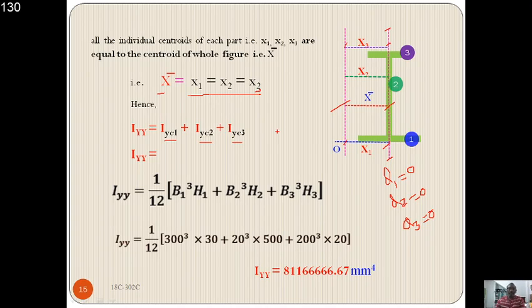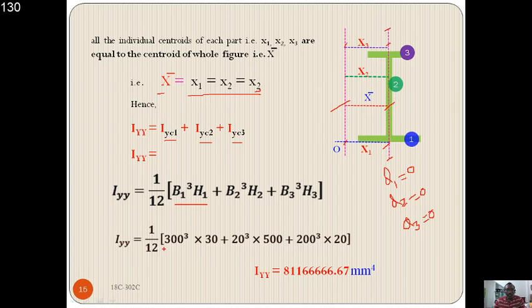So just to summarize, being the sigma, we need to add all the three values. Then bh cube for the IXX, and for the IYY you have b cube h.